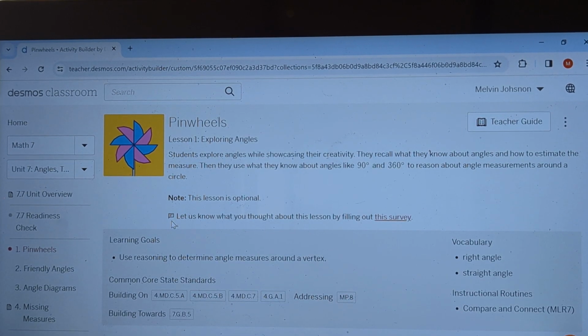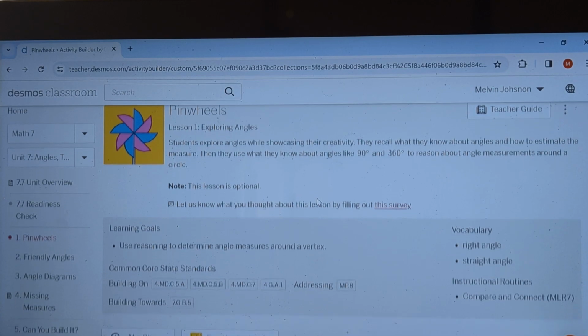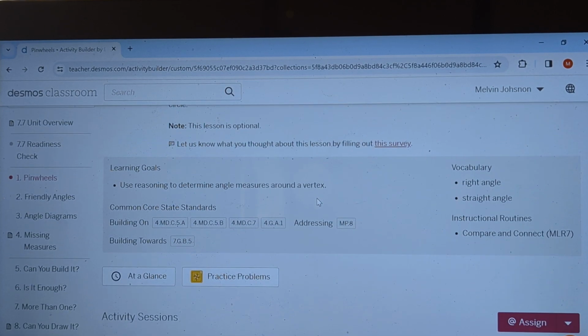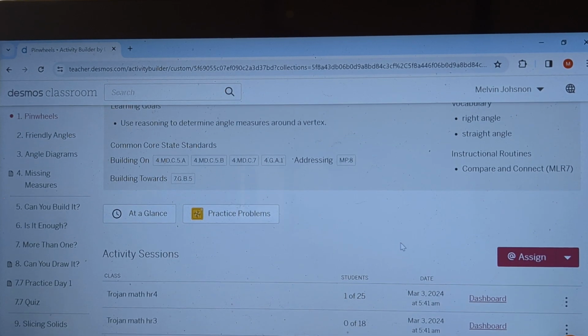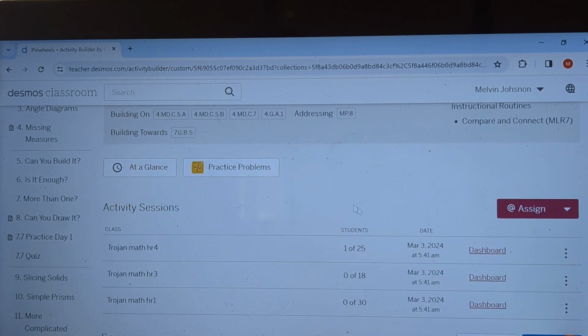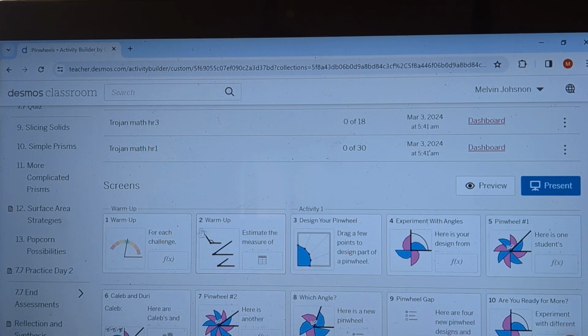Well, good afternoon. This is Mr. Leon. We're in Unit 7, doing Lesson 1, Exploring Angles. See this word here? It says pinwheels. That's what we're going to be looking at today. If you did not notice anything that we did today in class, this is a part of our assignment. So we're going to go ahead and go to the assignment and get started with our warm-up.